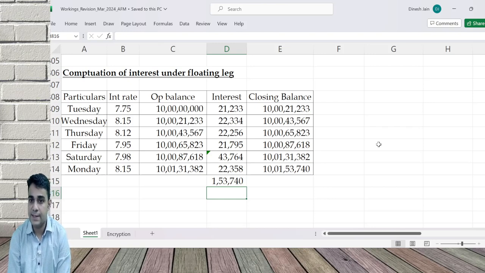Any doubts on 153,740? Can we proceed? Any doubts on this?